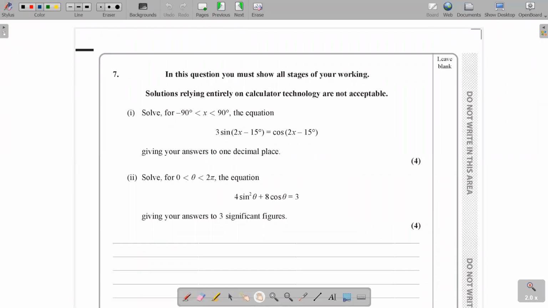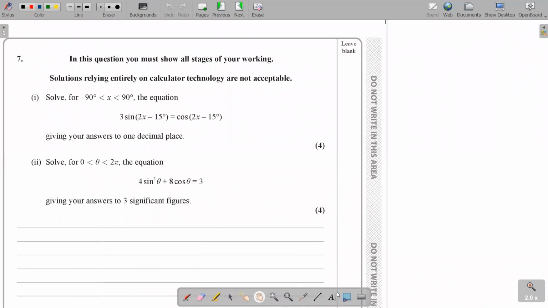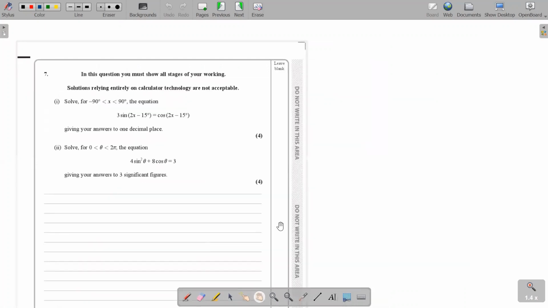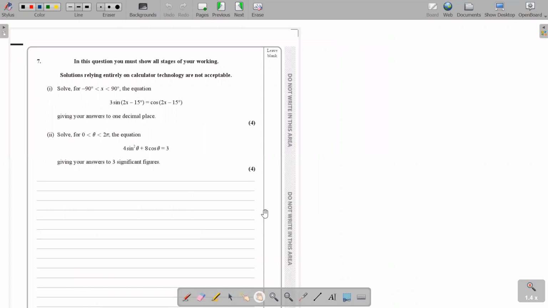Okay, so let's move on to question number 7. They say here in this question, you must show all stages of your working. Solutions relying entirely on calculator technology are not acceptable. So you have to show all steps of your working. Now the first one, they say: solve for x greater than minus 90 and less than plus 90 the equation 3 sine (2x minus 15) equals cos (2x minus 15). When you see this, do you see that both of these sine and cos ratios have exactly the same angle? They say to give your answer to 1 dp, and it's 4 marks.